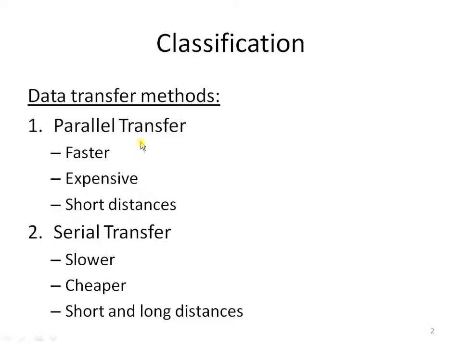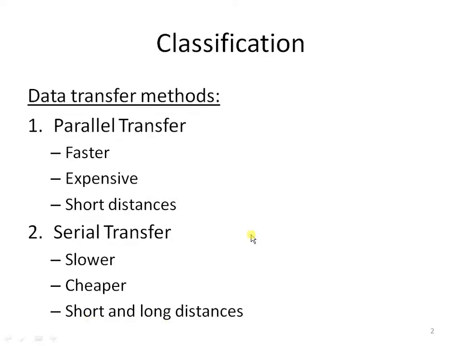Parallel transfer has its own advantages as well as serial transfer has its own advantages. If we choose parallel transfer, then the data is transmitted faster, but it is expensive to implement, and it is only used for short distance communication, because if you use it for long distance communication, there might be a problem of noise. When it comes to serial communication, the data is transmitted very slowly compared to parallel, but it is cheaper and works for short and long distances. So we can use this kind of communication for short or long distance communication.